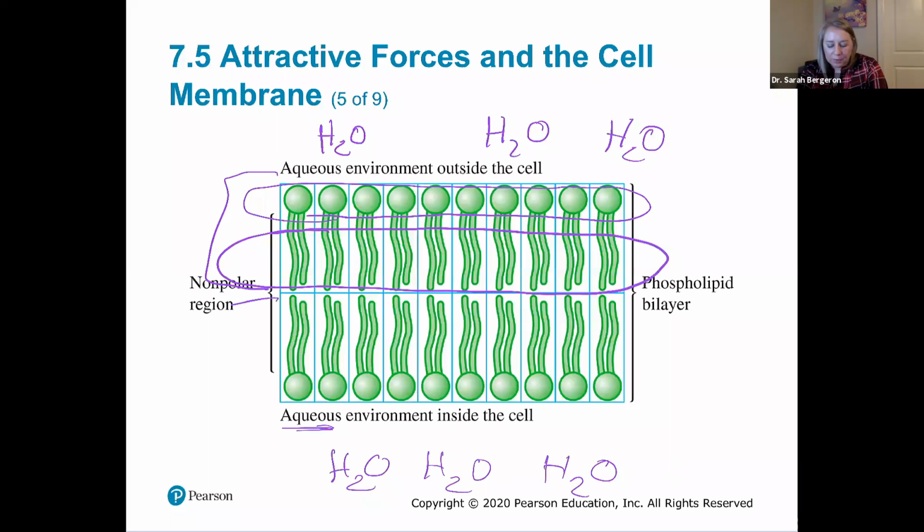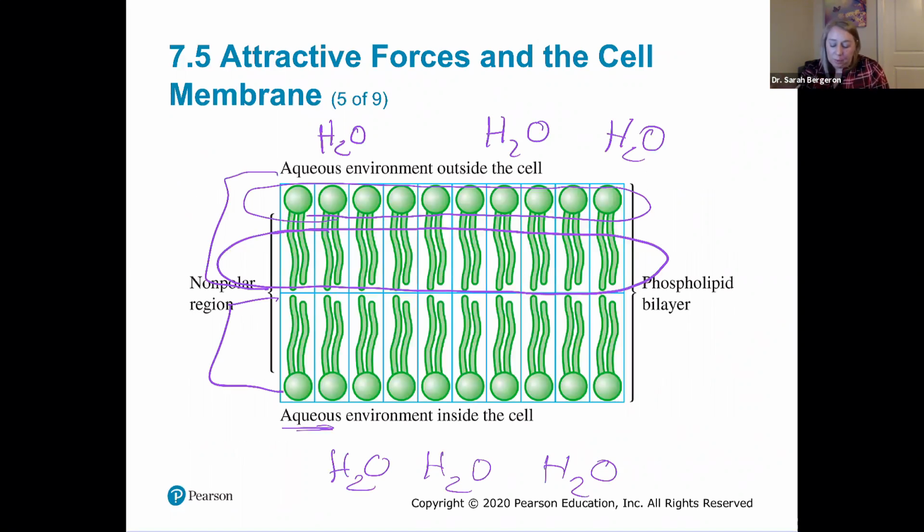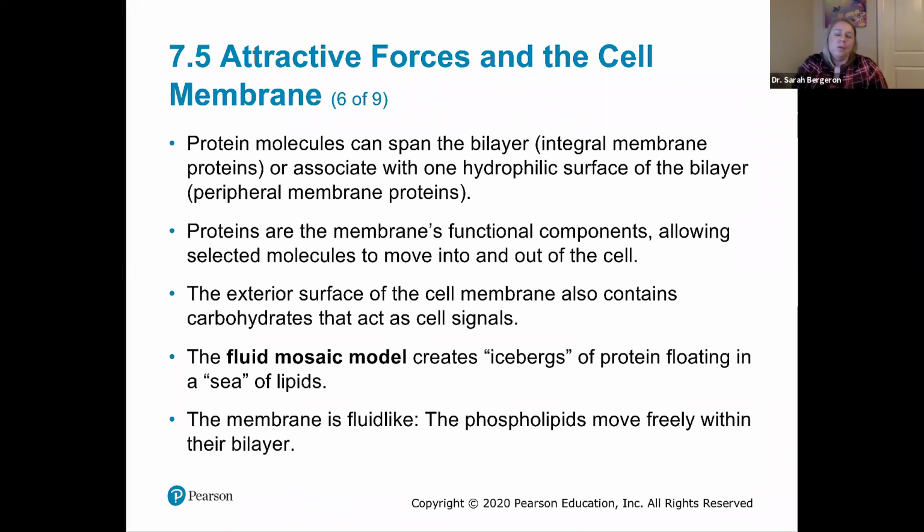Here's one layer, here's the other layer, okay? And so the polar head groups end up being directed out into the surrounding aqueous environment and the aqueous interior of the cell. So the head groups, water's out here and water's down here inside of the cell. And so it protects the tails from having to interact with water. This is really the foundation of all of the cell membranes inside of every single one of our cells, right? So that's how you make a cell membrane, but you have other things inside of your cell membrane.